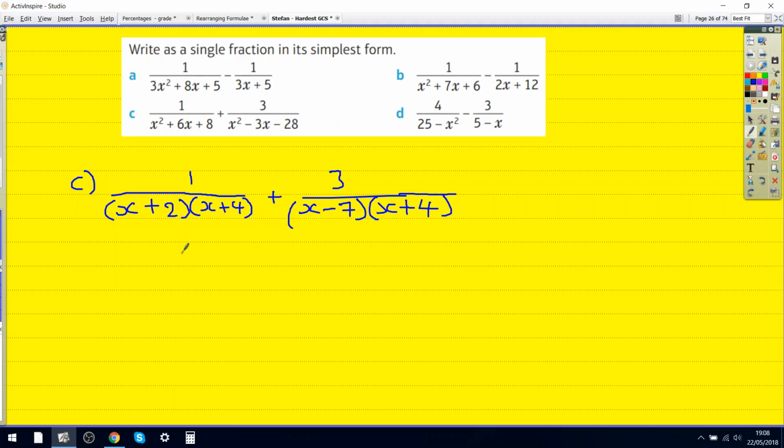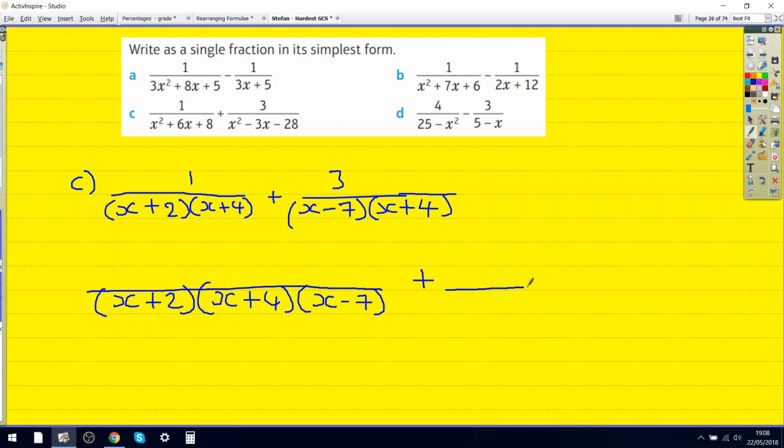So what I would do to get your common denominator is I would get the common denominator of x plus 2, x plus 4, and x minus 7. And x minus 7, okay. Yeah, and so what would be on the top then? Okay, so I'll just copy that down, x plus 4.